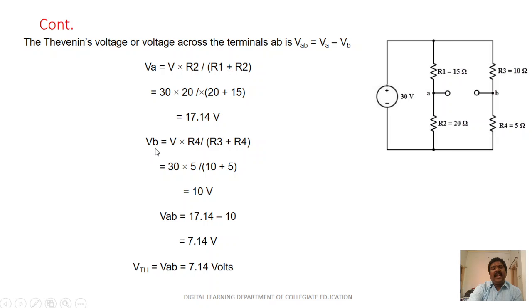Similarly, we can calculate VB. VB is equal to V into R4, because the lower one is R4, divided by R3 plus R4, that is the combination of this circuit. Applying the voltage divider rule, 30 volts, R4 is 5 ohms, divided by 10 plus 5, we get 10 volts. So VAB is equal to VA minus VB, 17.14 minus 10, we get 7.14 volts. This is the voltage across the points A and B, that is VTH.